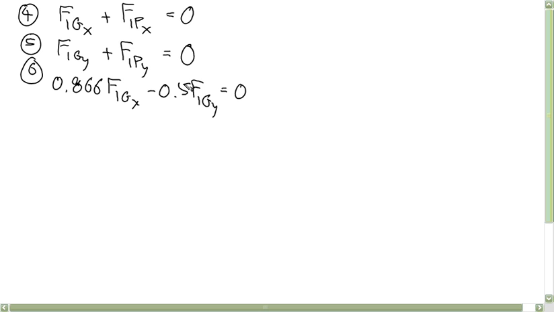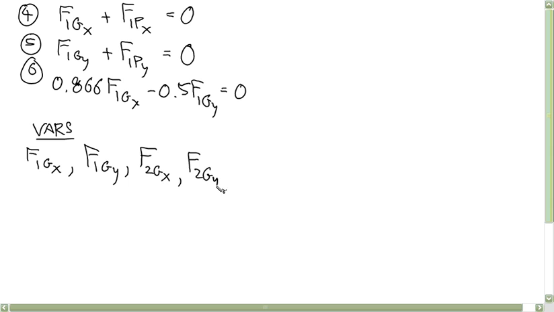So we have 6 equations. And how many variables do we have now? We have f1gx, f1gy, we have f2gx, f2gy, and we have f1px, f1py. Okay, so we have 6 variables, 6 equations. Now we have a system we can solve. We can find all those variables.